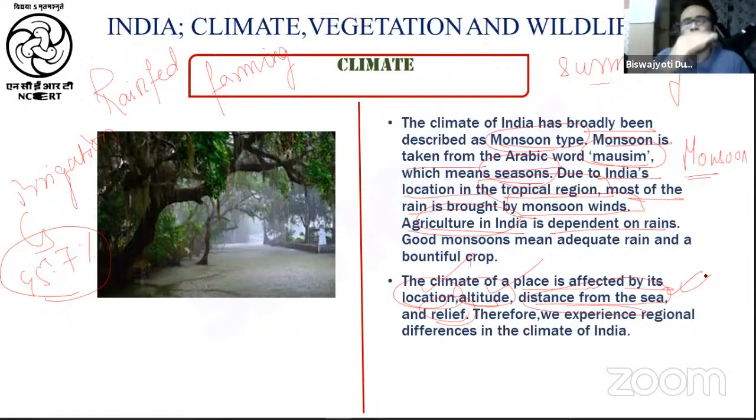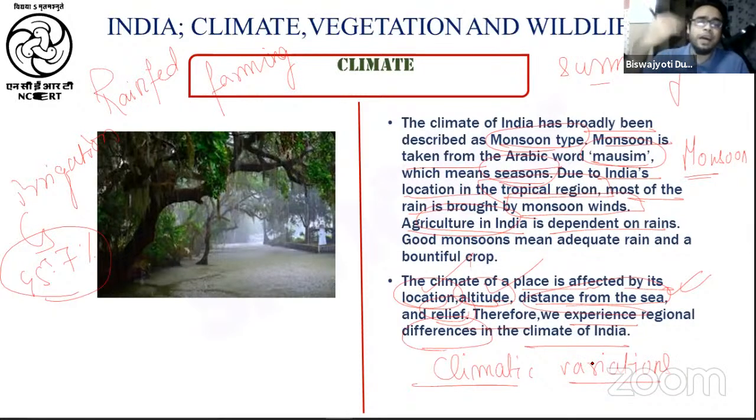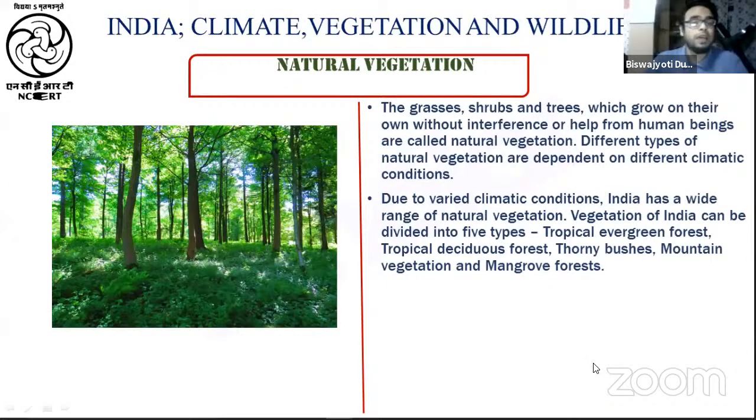Understood? So as the topography as well as your relief features vary across the Indian region, what do we see? We see a lot of climatic variations in India. Understood? So therefore, we experience regional differences in the climate of India. And as your climate changes, as the next topic will say, your natural vegetation will also keep on changing, right?